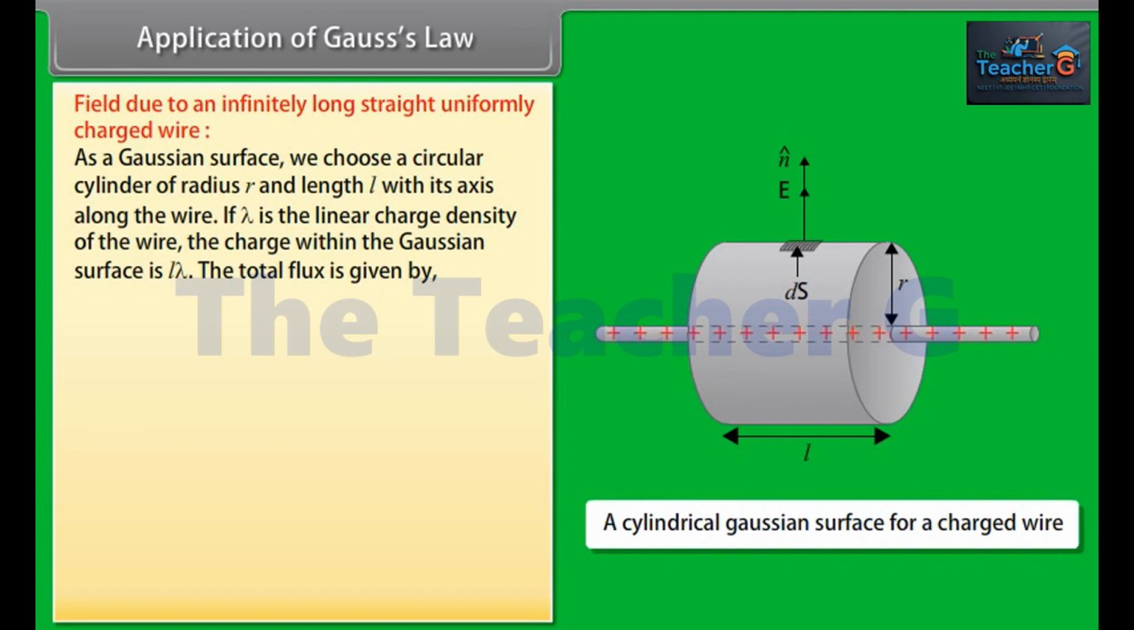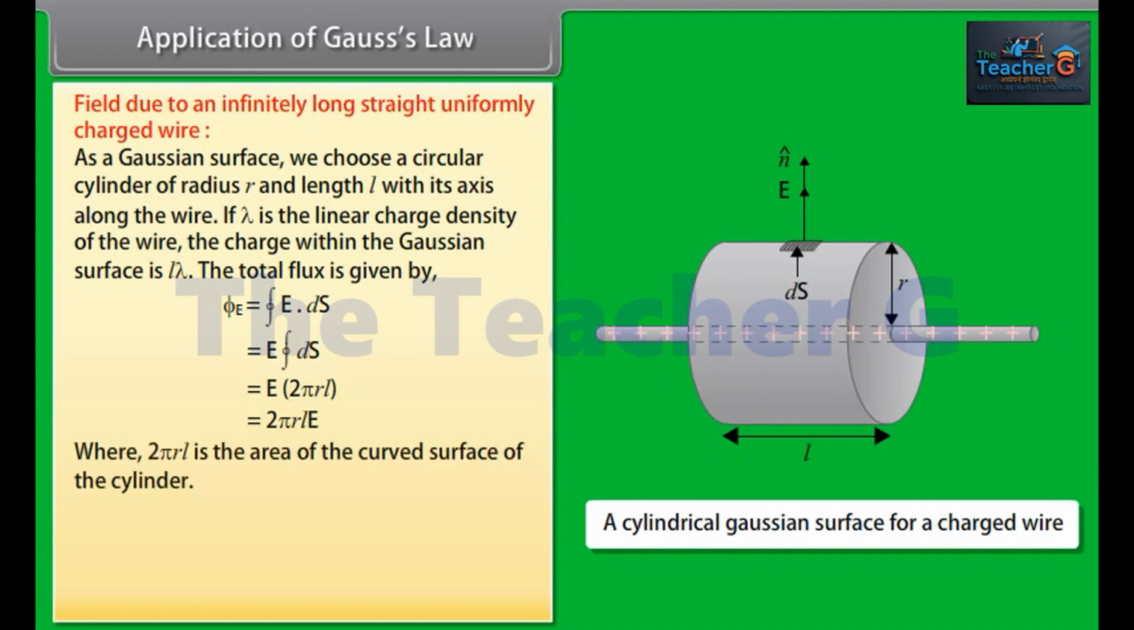We know that phi E is equal to the integration over a closed surface of E dot ds, which equals the product of E and 2 pi r L, where 2 pi r L is the area of the curved surface of the cylinder. According to Gauss's theorem, the electric field at any point at a radial distance r from the wire is equal to lambda divided by 2 pi r epsilon naught.